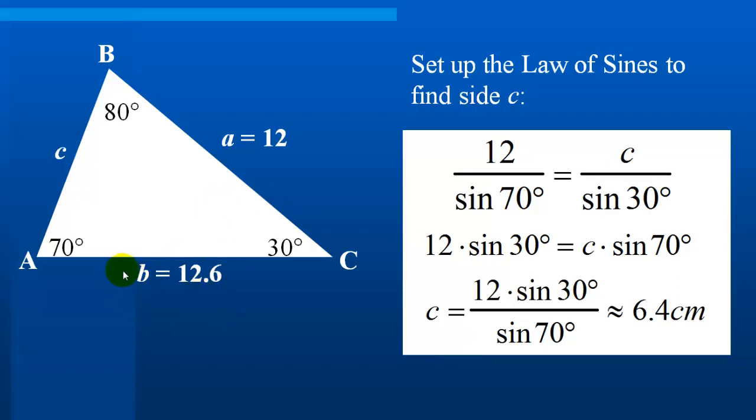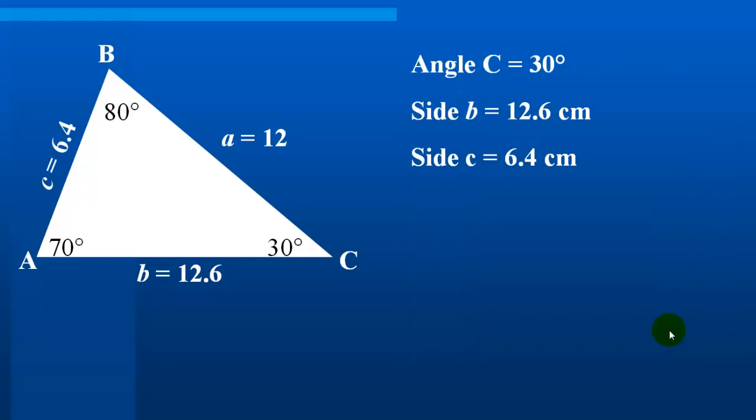So now we know side b, we need to find side c. And I'm going to recommend that you keep using the ratio of sides that you know in case you made a mistake finding the other side. So to find side c, we're going to go 12 over the sine of 70 equals c over the sine of 30 degrees. Solving it for c, you're going to get 12 times the sine of 30 degrees over the sine of 70 degrees, and that works out to approximately 6.4 centimeters. So now we know all the parts of this triangle, all the sides, and all the angles.